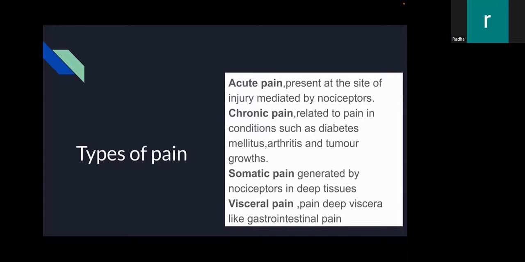Then our point is to find out what type of pain it is. So what are the different types of pain we're going to see? First, it could be an acute pain, just present at the site of injury, mediated by nociceptors. Next, chronic pain, which is related to conditions such as diabetes mellitus, arthritis, tumor growths, or any long-drawn diseases. Next one is somatic pain, which is generated by nociceptors in deep tissues. Next one, visceral pain. That pain which arises from deep viscera, like gastrointestinal pain, any abdominal distension pain, etc.